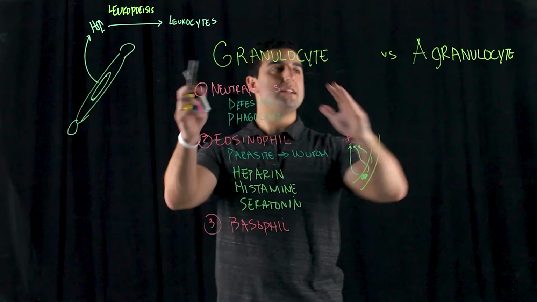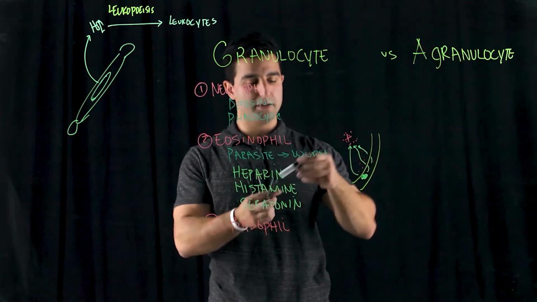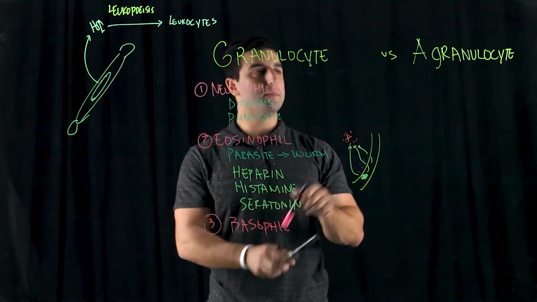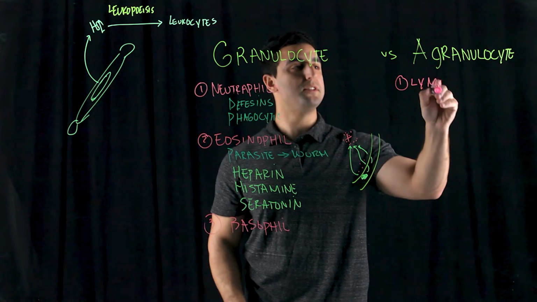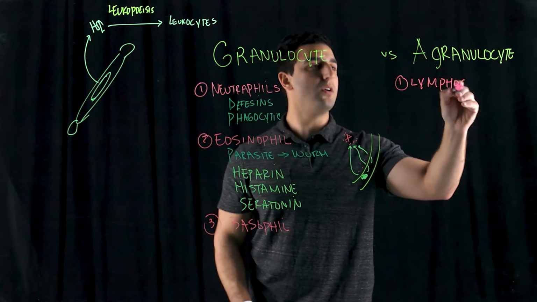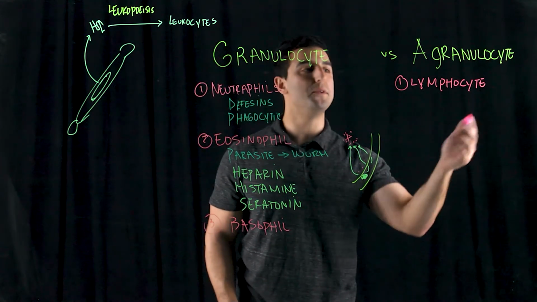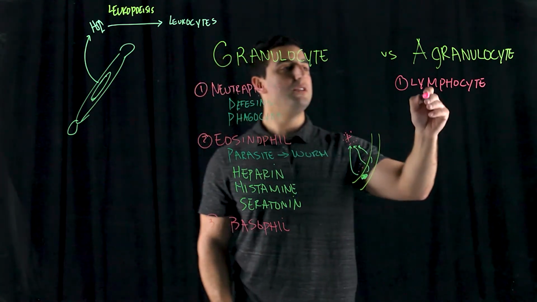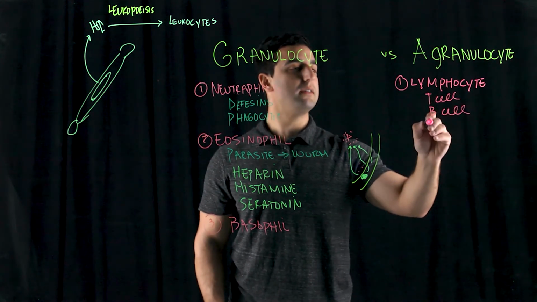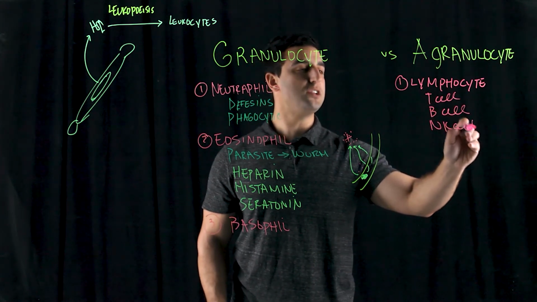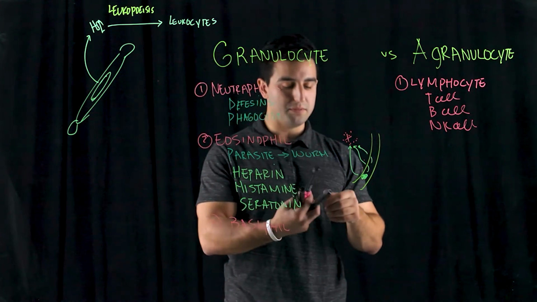So we just did granulocytes. Now let's look at agranulocytes. There are two specific types. There are lymphocytes, the cells present in lymphatic tissue, in lymphoid tissue, so lymph nodes. There are three types: T cells, B cells, and natural killer cells. Each of them plays its own specific role in generating either innate or adaptive immunity.